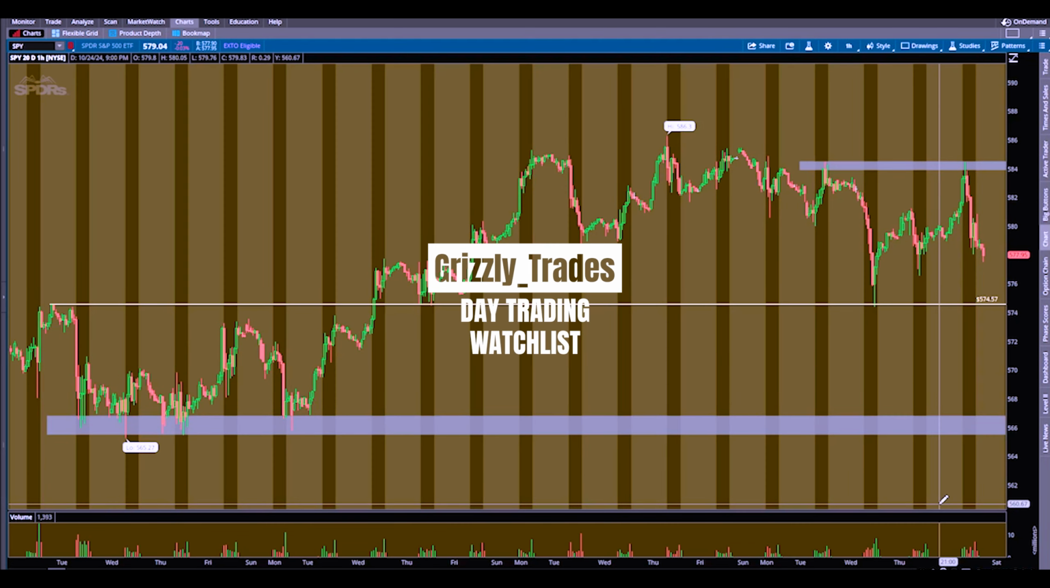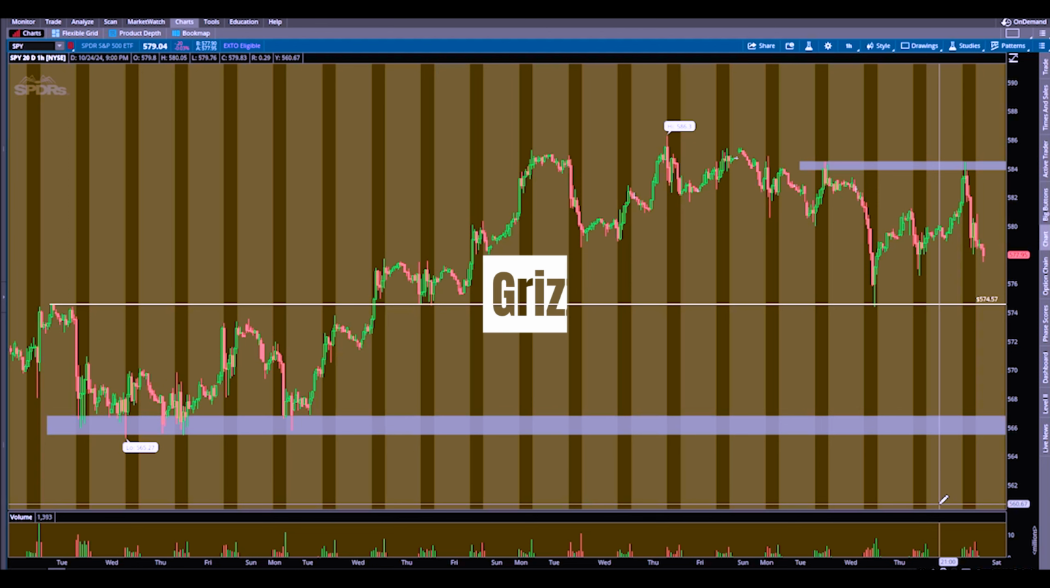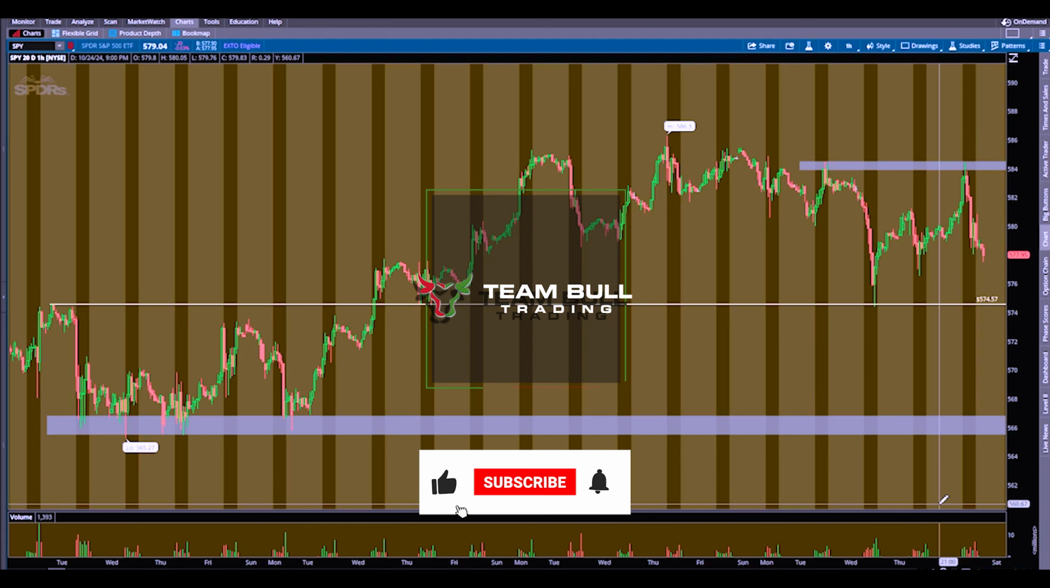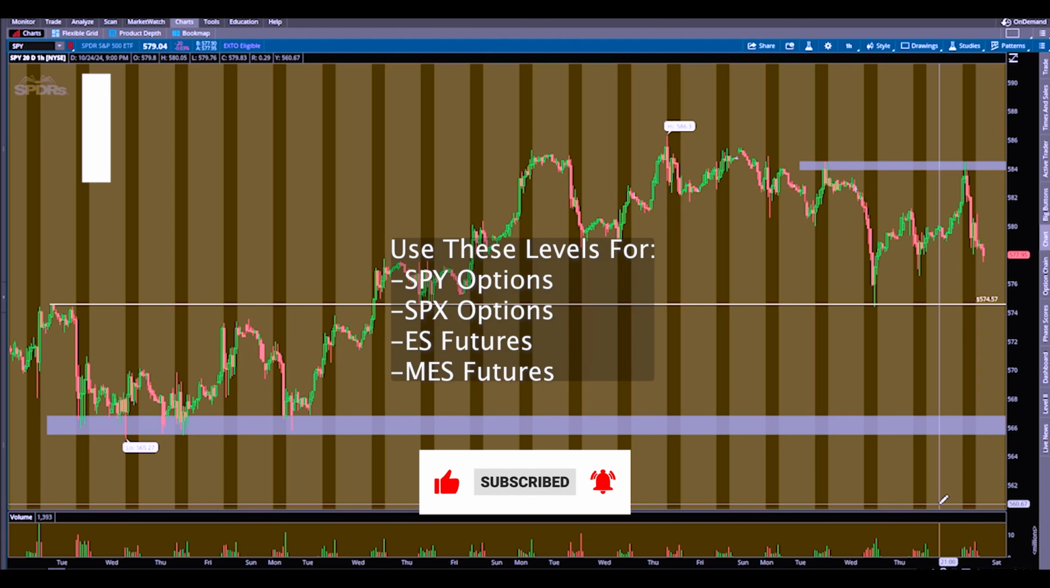What this is: exact levels I'm watching for the upcoming week, and how I'm going to trade them. So let's get right into it. First up, ticker SPY. You can trade options or ES futures based off these levels.